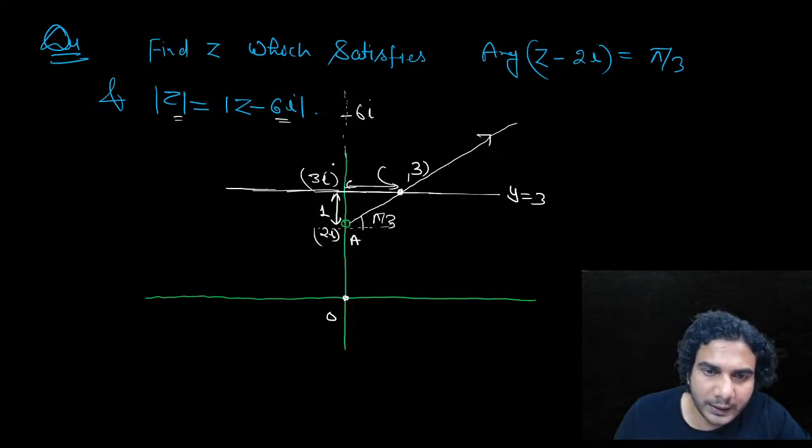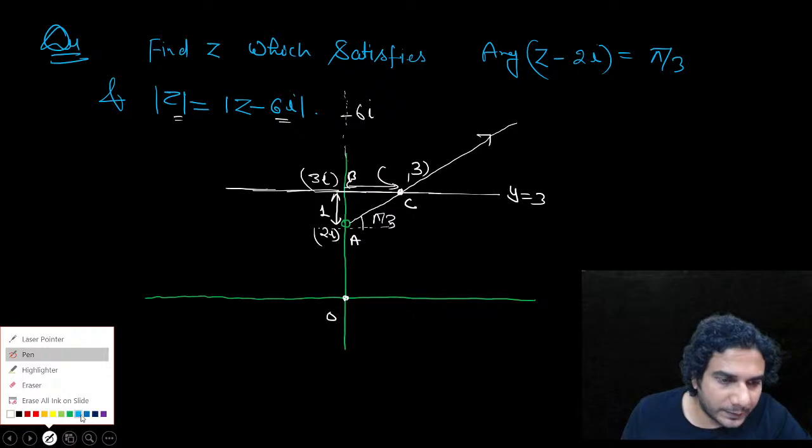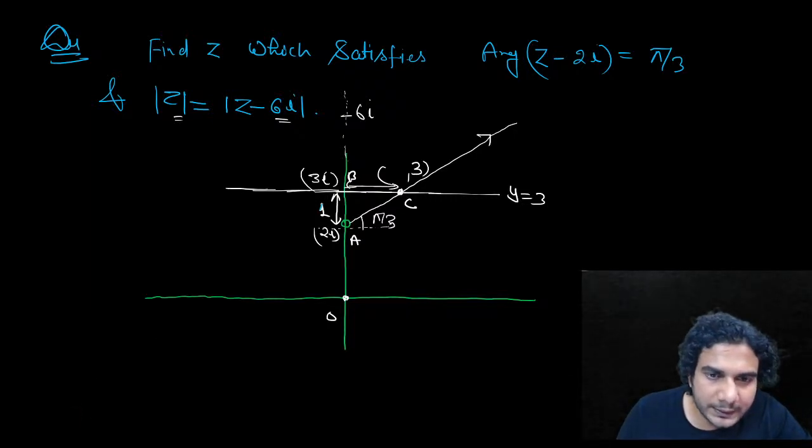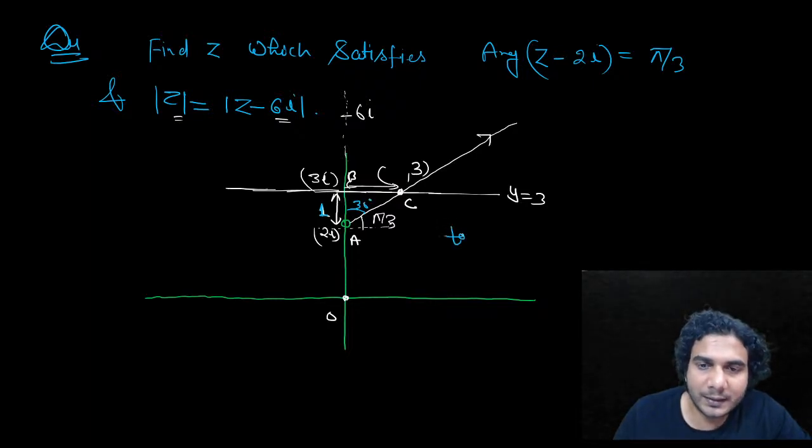Let's mark these points A, B, and C. We need C. AB we have got. AB is 1. Let me change the color. This is 1, and we know this angle is 30 degree. So you can apply tan 30. Tan 30 is equal to this x upon 1. So x is nothing but 1 by root 3.